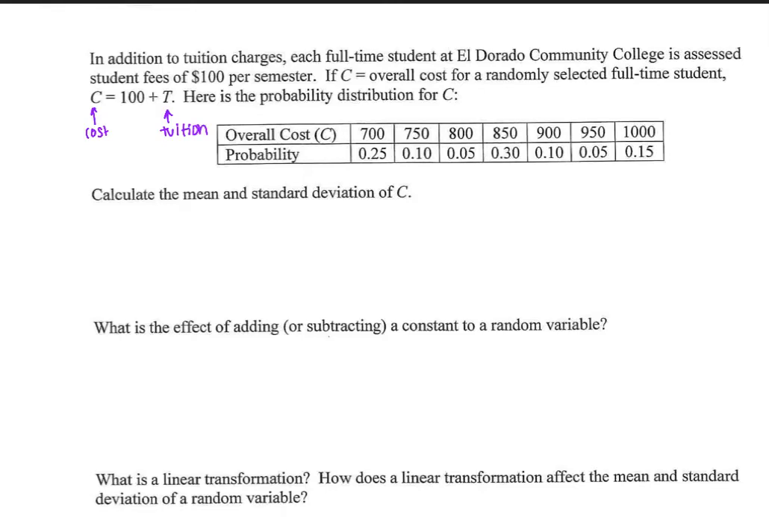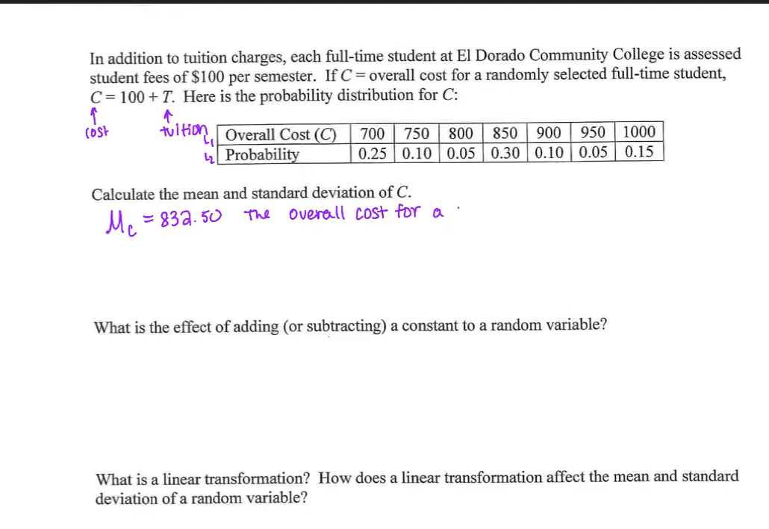So the overall cost, now we have L1 and L2, where we took every tuition amount and added 100 to it. You can flip back to the previous table and see how we just added 100. Again, probabilities don't change. We'll run the one variable stats again, and we'll get the mean of C now. The mean of the random variable C is 832.50.